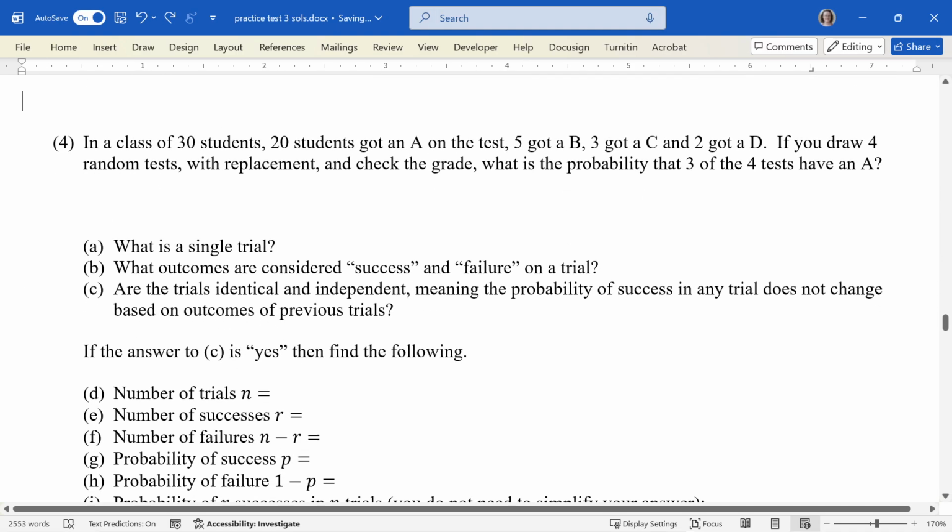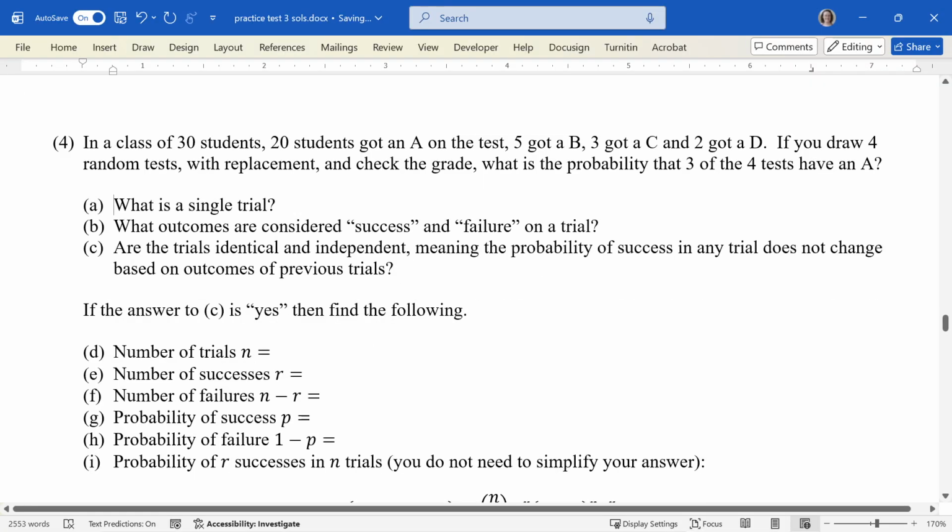In a class of 30 students, 20 students got an A on the test, 5 got a B, 3 got a C, and 2 got a D. If you draw 4 random tests with replacement and check the grade, what is the probability that 3 of the 4 tests have an A?